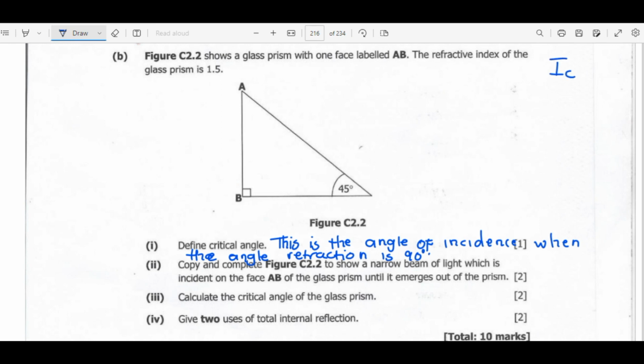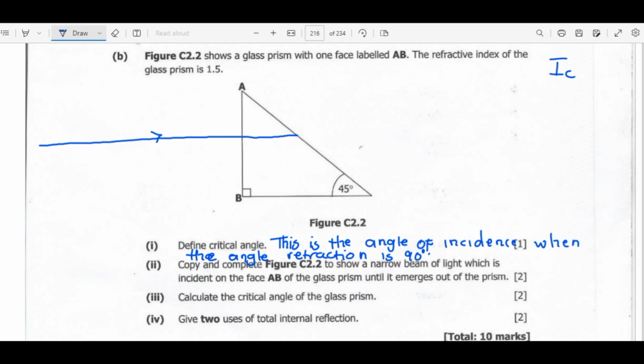Right, then we move on to Roman number 2. Copy and complete figure C2.2 to show a narrow beam of light which is incident on the face AB of the glass prism until it emerges out of the prism. So for this one, the AB is acting as a boundary. So we are going to now draw a straight line. Then we are not going to have any refraction since the line is hitting the boundary at an angle of 90. So we are not going to have the reflection.